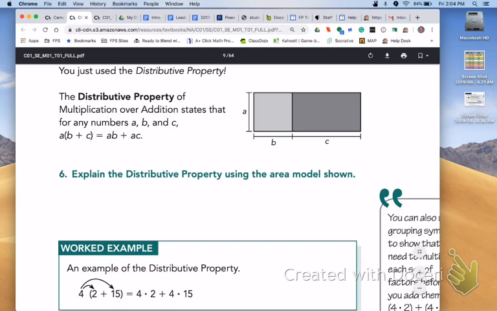Please turn to page 11. On the previous page, you just used the distributive property. The distributive property of multiplication over addition states that for any numbers a, b, and c, a times the quantity of b plus c is equal to a times b plus a times c. Here is another example of the distributive property. 4 times the quantity of 2 plus 15 is equal to 4 times 2 plus 4 times 15.